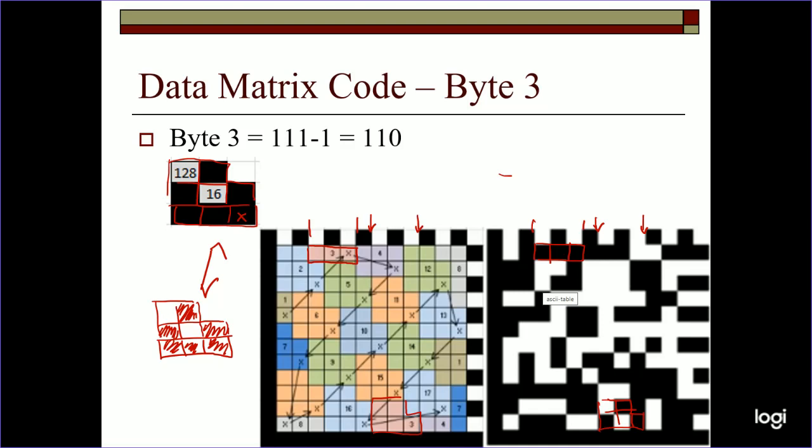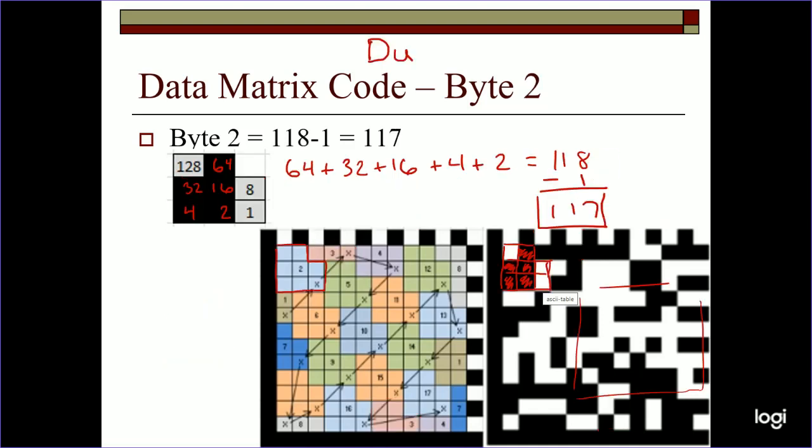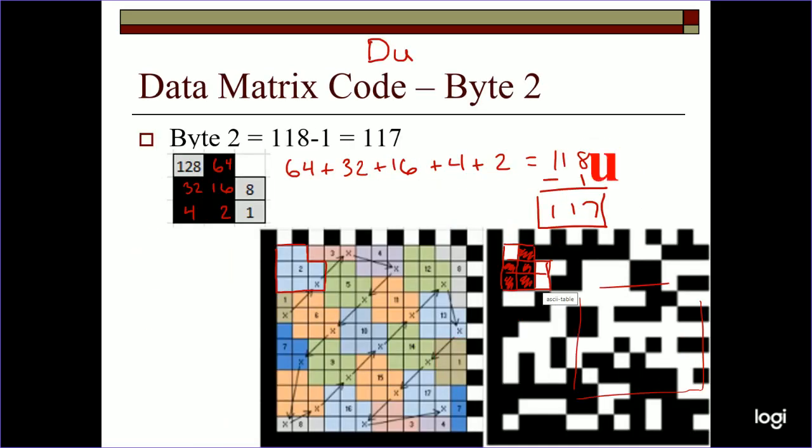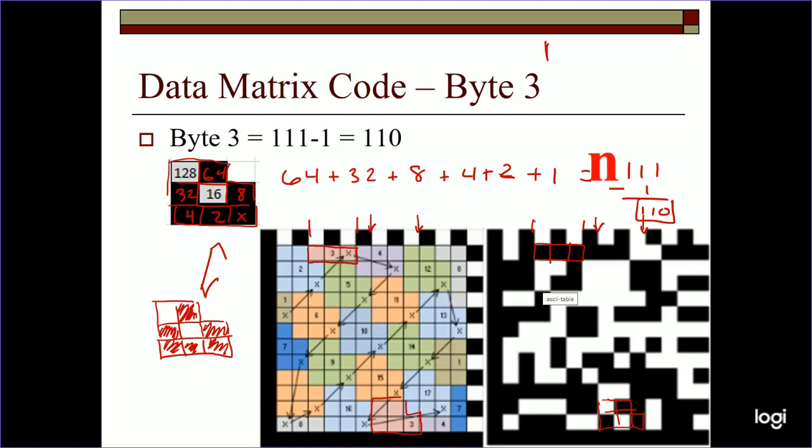So in this particular case, I have 64, I have 32, I don't have 16, I have 8, I have 4, and I have 2. So 64 plus 32 plus 8 plus 4 plus 2 plus 1, that's going to equal 111. I subtract 1, I get 110. I go back to my decoding here, and I find out that 110 is lowercase n. I bet you the next one is another n. D-U-N?